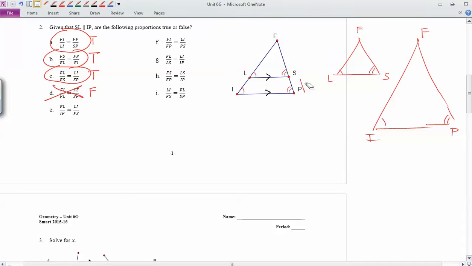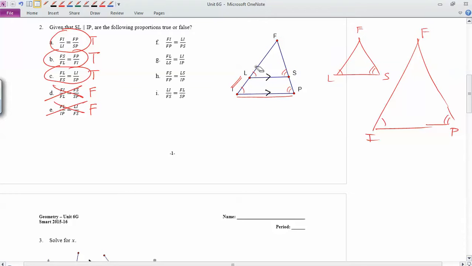Okay, let's try another one. FL over IP and LI over FS. Wow, I feel like we're jumping all over the diagram there. That shouldn't make any intuitive sense why that would be true. So this one is also false.